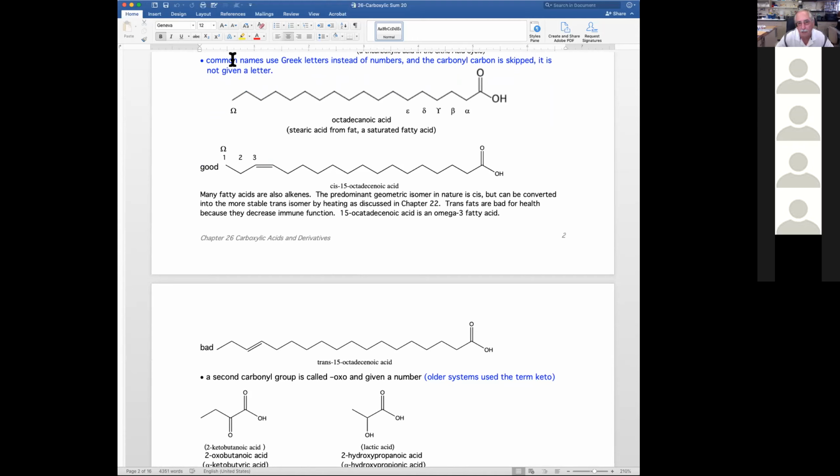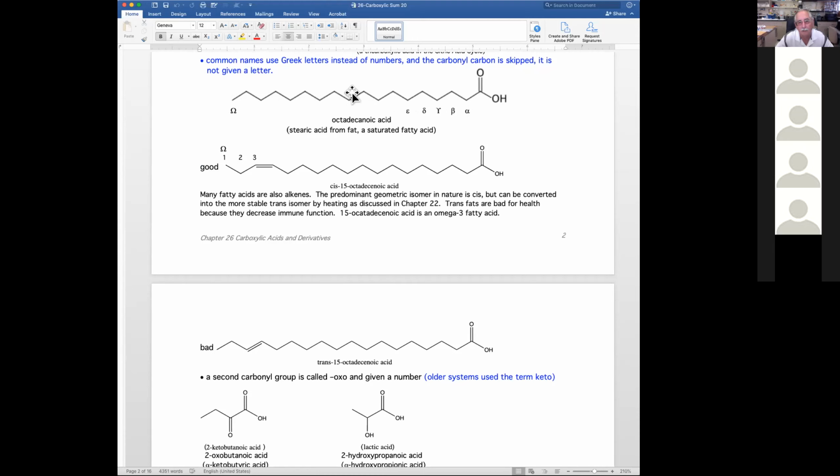So the common names use Greek letters instead of numbers. So the carbonyl carbon is skipped, it's not given a letter. So here's alpha, beta, gamma, delta, epsilon. And you can keep going through the Greek alphabet, which I don't care about knowing. You get to the very end. That's called the omega end. Omega is simply the last carbon.